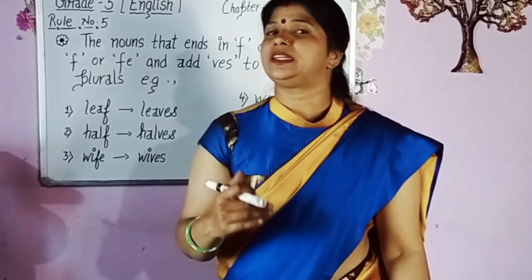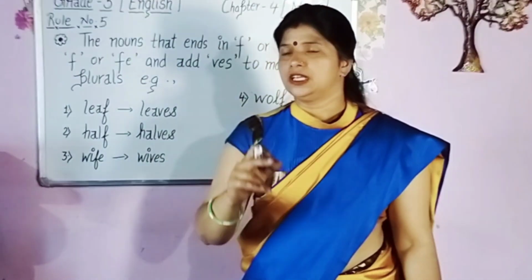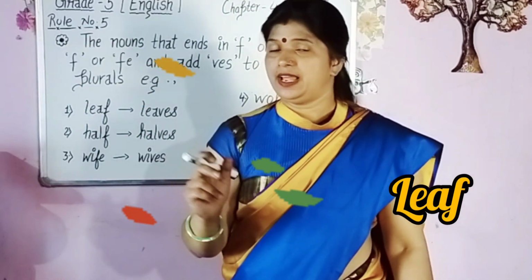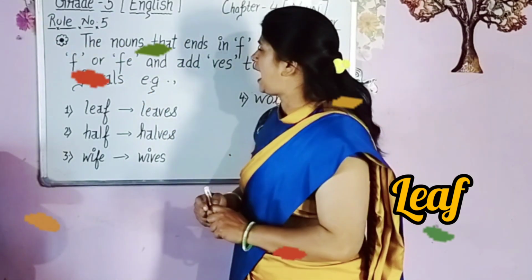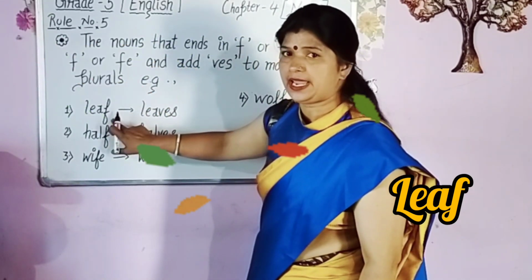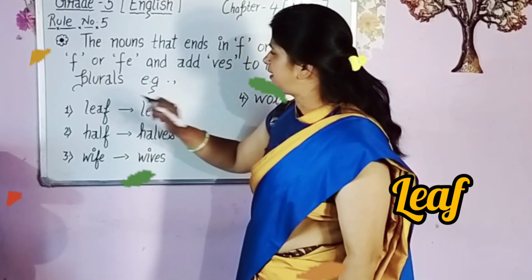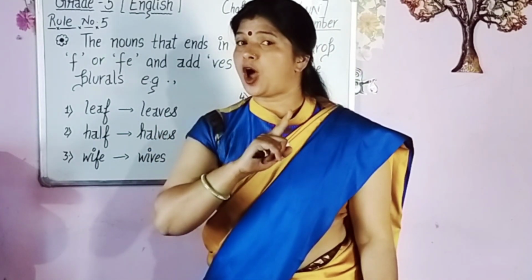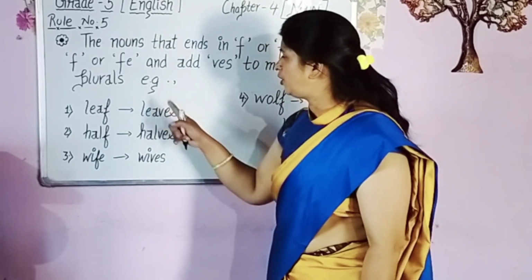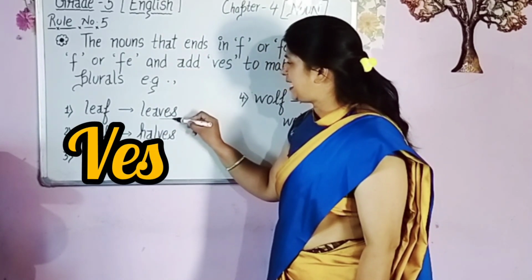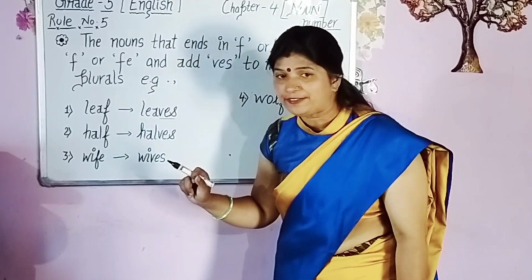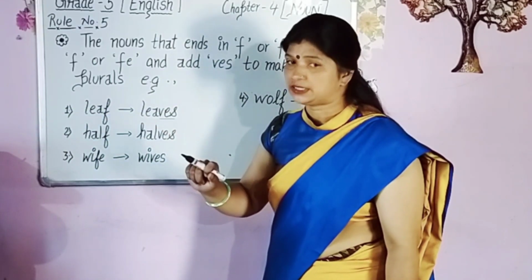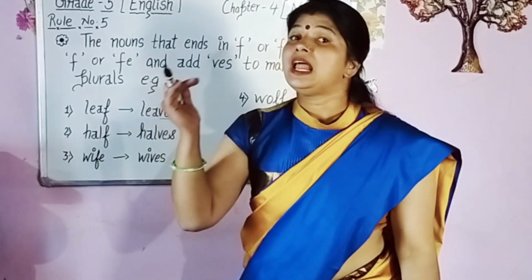Let me explain this with the help of an example. Dear kids, suppose a noun leaf is given. The spelling of leaf is L-E-A-F. In this word, you are seeing that F is coming at last. So you are seeing that it is ending with F. Then what you have to do? You have to remove F, drop F, and in place of F, you have to write VES. Now the spelling of leaves will be LEAVES. So the singular form is leaf and the plural form is leaves.